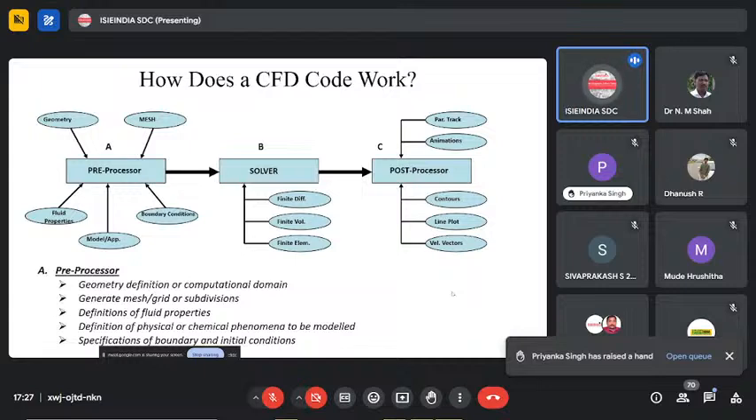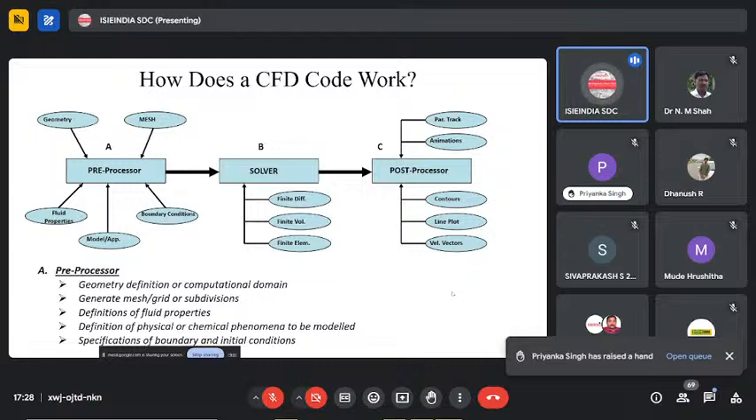So this code is basically designed around a numerical algorithm that can solve fluid flow problems. This code typically consists of three main elements: pre-processing, solver, and post-processing. In pre-processing, the user enters the details of the fluid flow problem into a CFD program, and the input data is then transformed into a format the solver can work with behind the software. So in pre-processing, we have different steps.